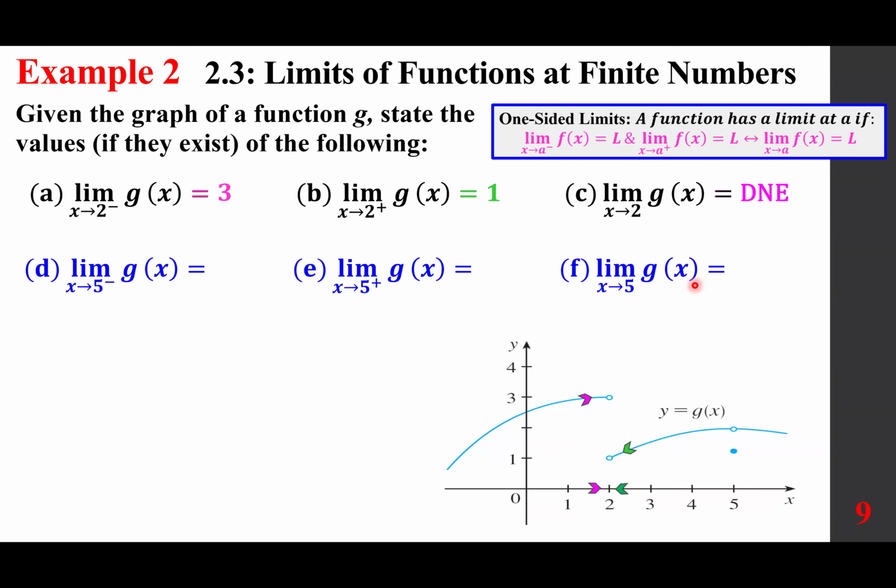We are interested in the limit of g of x as x approaches 5. Again, we're going to look at one-sided limits. So as far as 5 is concerned, both sides of 5 seem to be moving towards the same hole, which has a y coordinate 2. Therefore, the limit of g of x as x approaches 5 from the left, 5 from the right, and therefore the limit of g of x as x approaches 5 is 2. So the limit does exist.